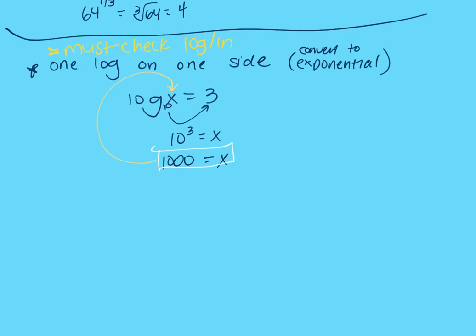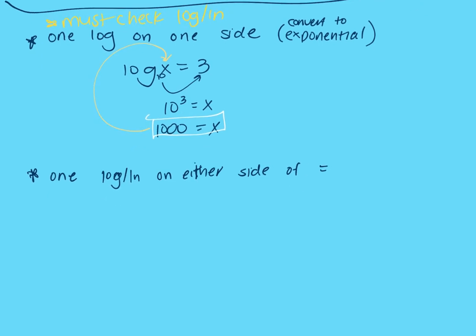The next one would be if there's more than 1 log, or 1 log on either side. Let's go easier. 1 log or ln on either side of the equal sign. So for these, you're looking at something like log 3x plus 5 equals log 10x.